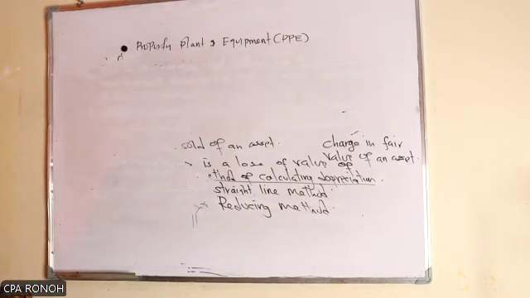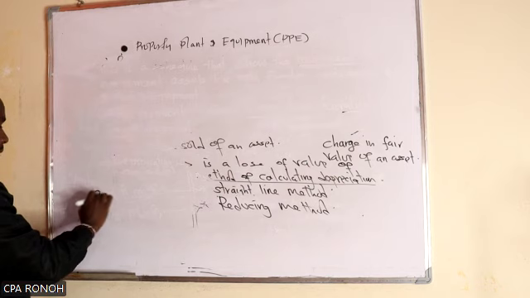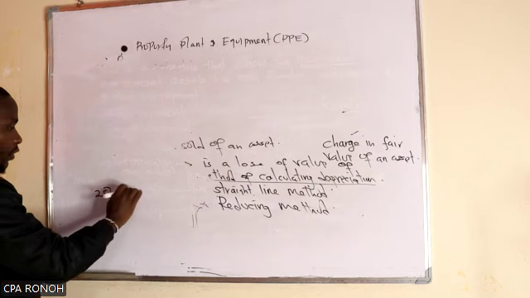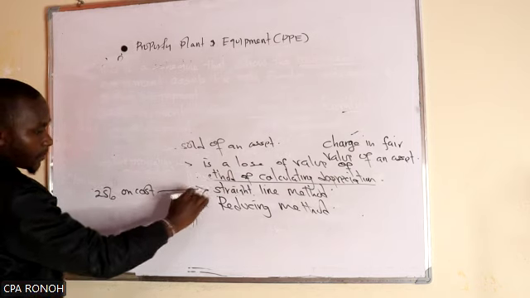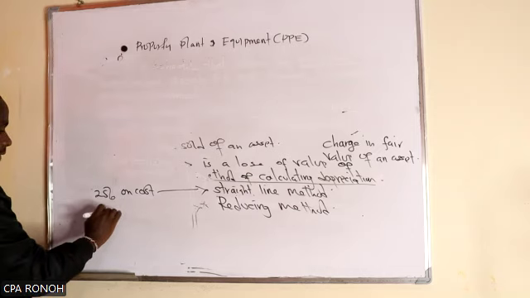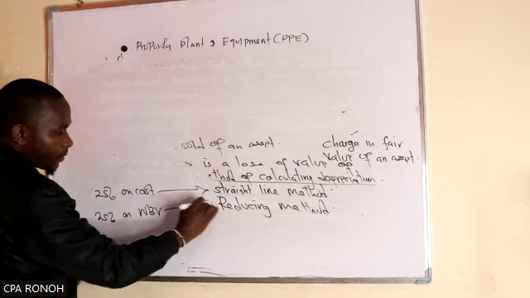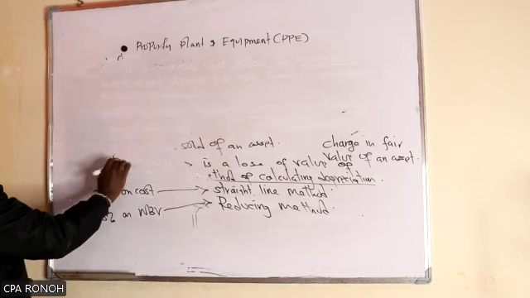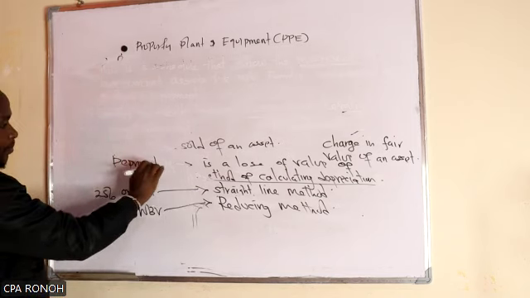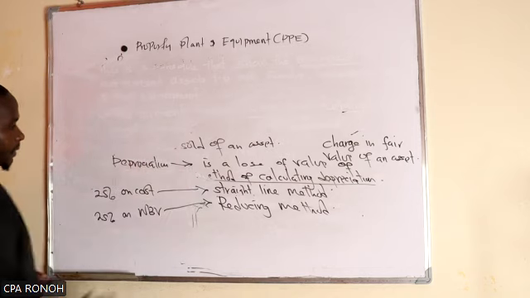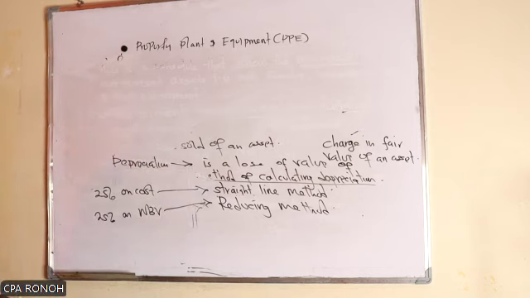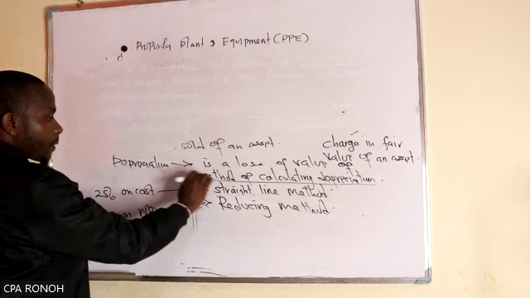So this was the 25%. This maybe, for example, 25% on cost, and then this is 25% on the net book value. This was a depreciation method.